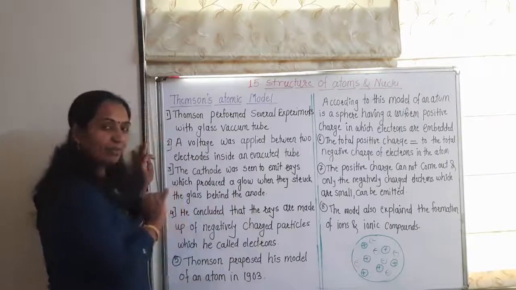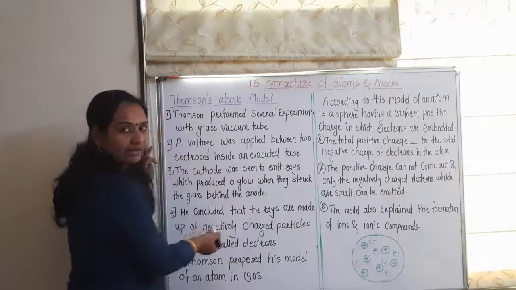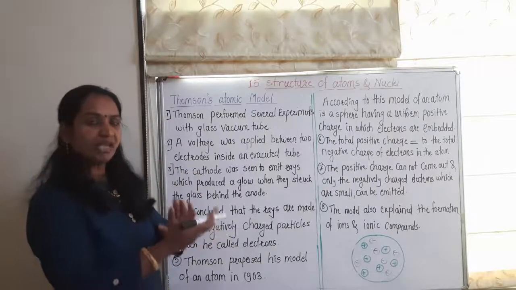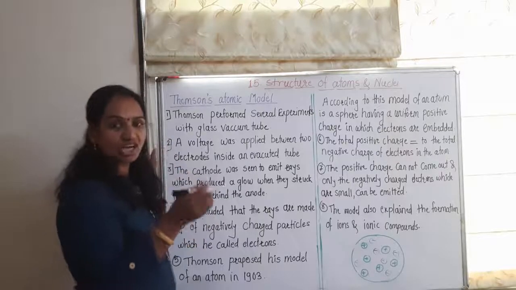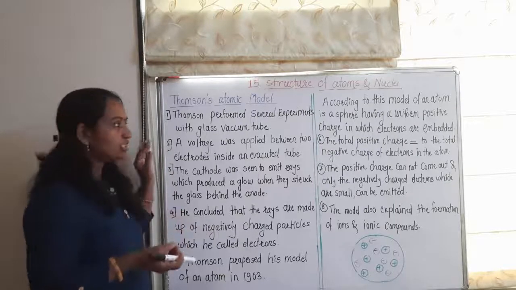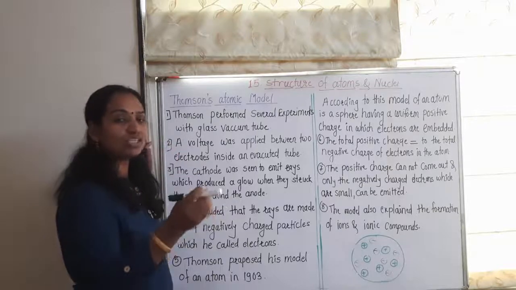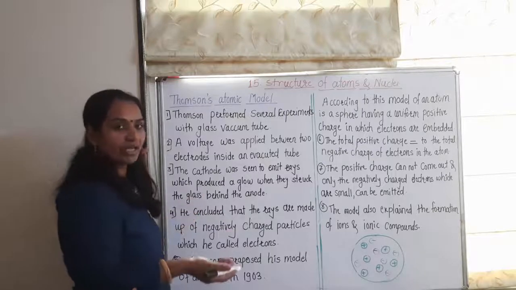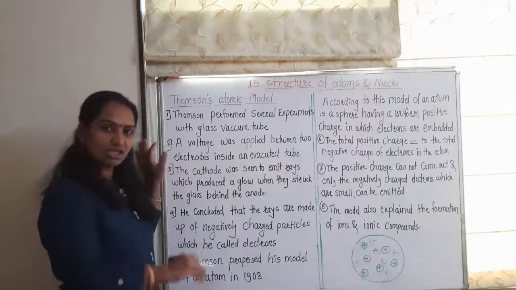Thomson concluded that the cathode emits rays, and these rays are negatively charged particles called electrons. He proposed his model in 1903.